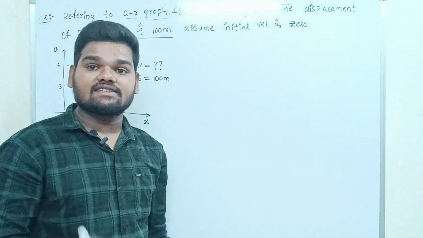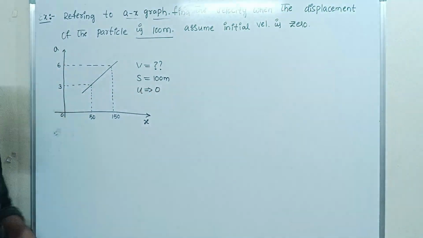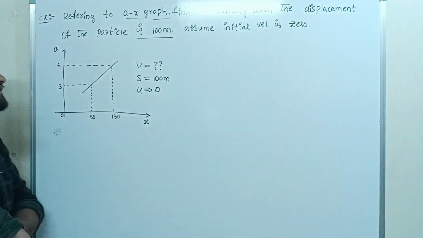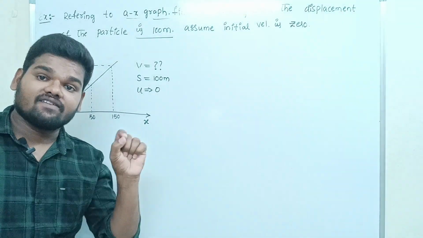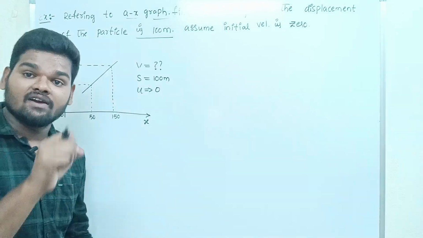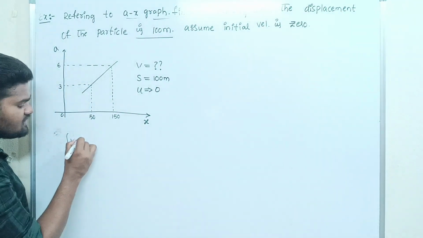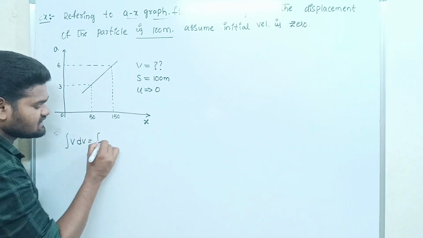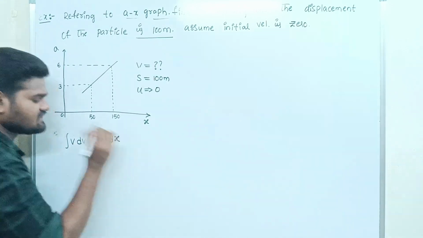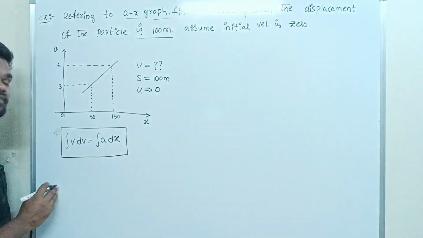Assume that initial velocity is 0. So u is equals to how much? 0. Initial velocity is given, u is equals to 0. So in the concept, we have discussed that whenever an acceleration versus displacement graph is given, what is the formula we have to use? Integration of v into dv is equals to integration of a into dx. So this is the formula we have to use. Are you getting now? Right.